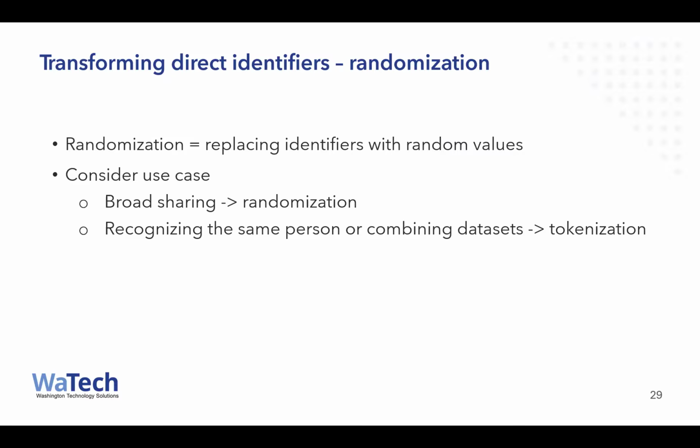But if you're doing really detailed longitudinal analysis where you need to be able to recognize the same person in different records over time, or when you're combining data sets and need to be able to have that unique identifier between them, then something like tokenization is probably going to work better than just randomization.